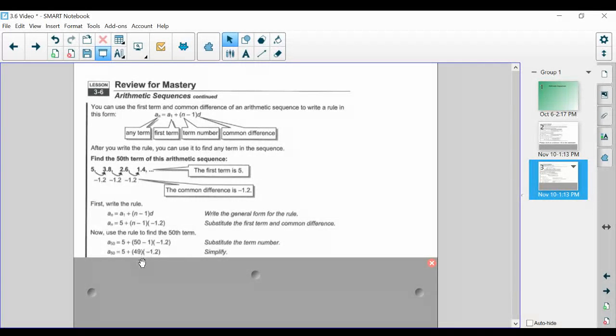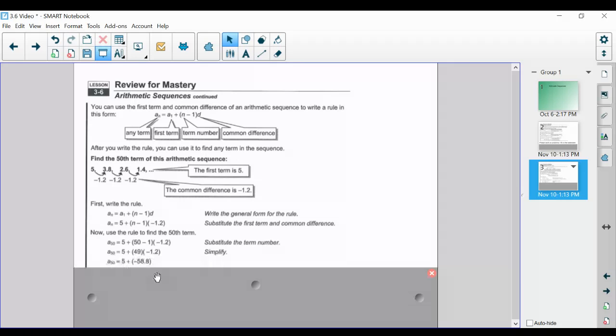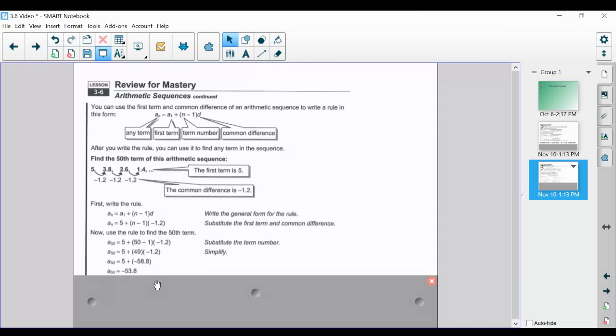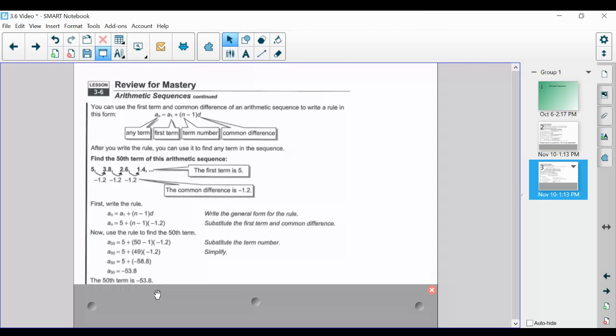50 minus 1 is 49. We then multiply by negative 1.2. We add 5. So we get the 50th term, a sub 50, is equal to negative 53.8. Therefore, that is going to be our final answer. The 50th term is equal to negative 53.8. And that would have taken a very, very long time for us if we had to handwrite that out and try to list with that pattern.